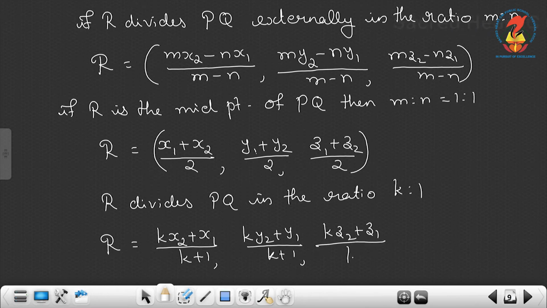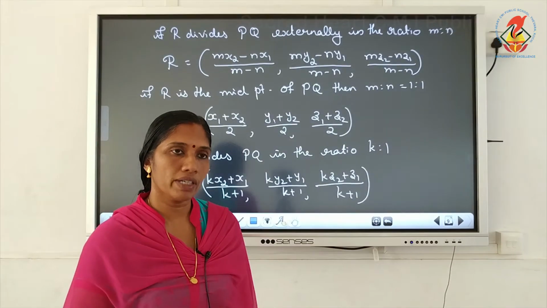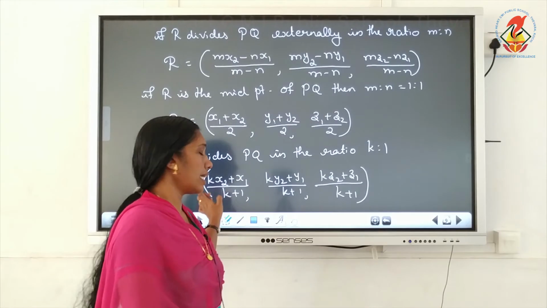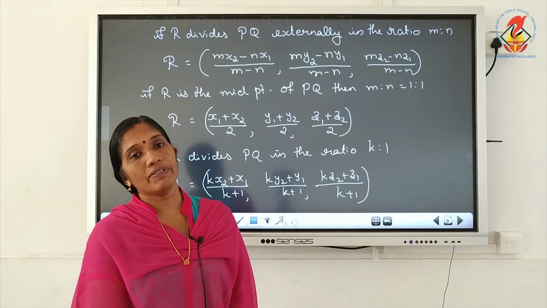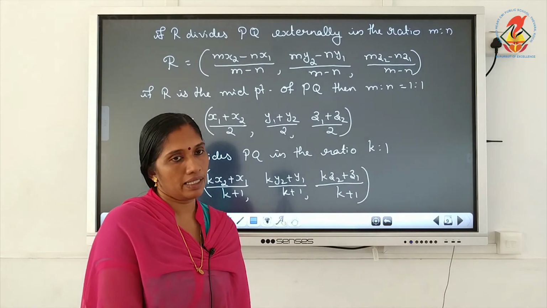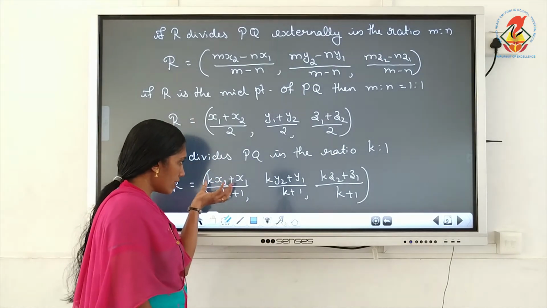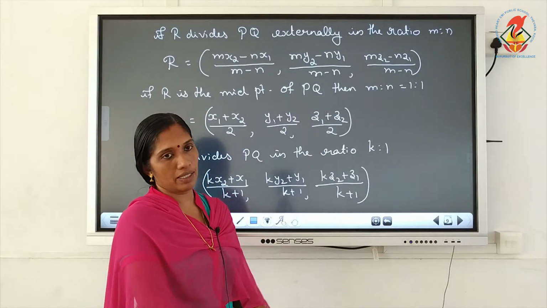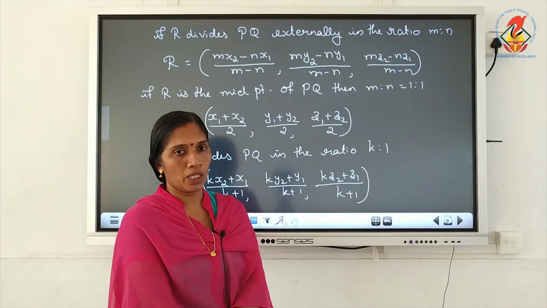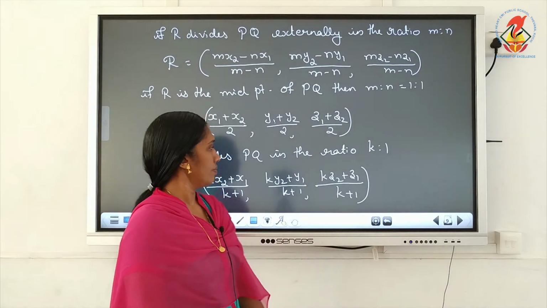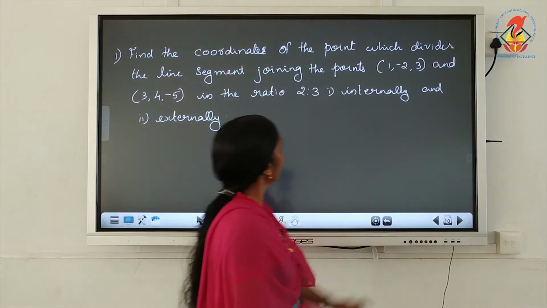So if the question is find the ratio, we don't know whether R divides PQ externally or internally. After getting the answer only we can conclude. If the answer k value is positive, then the division is internal division, or if k is negative, it is external division. Okay. So you can use the same formula for internal or external, because we don't know whether it divides internally or externally. So if the question is find the ratio, we can use this. And we can do problems.